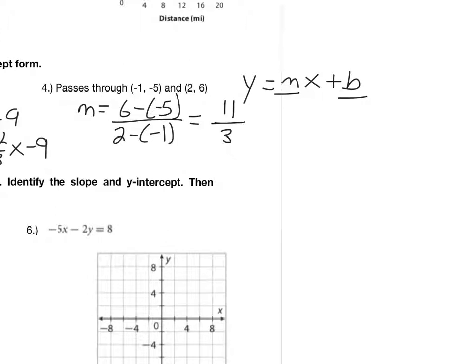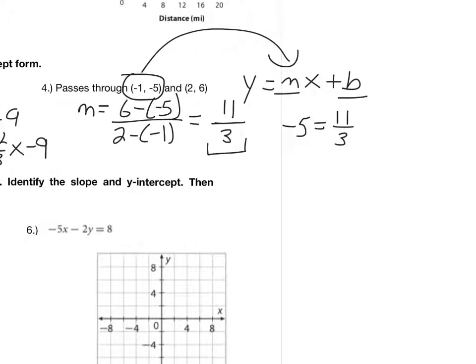We would still need our y-intercept, and we don't know our y-intercept yet, but we could figure it out because we have our slope, and we have 1 point here. We have 2 points, really, but we could use any point that we want, and plug it into our slope-intercept formula, and that'll give you your y-intercept. So if we use that first point, then y would be -5 equals our slope, which is 11/3, times -1 plus b. Okay, so 11/3 times -1 would just be -11/3 plus b.